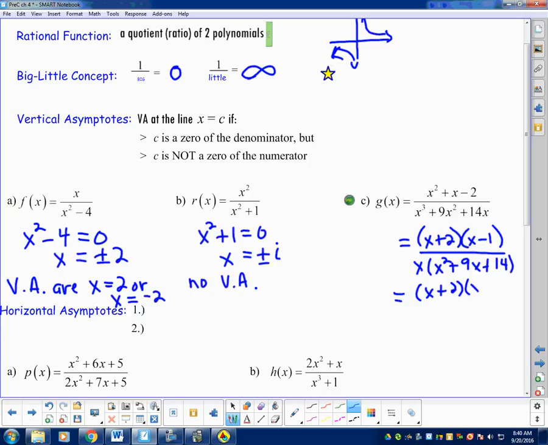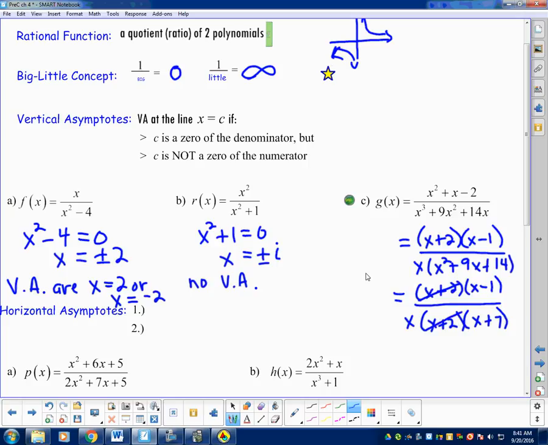And then can I factor the bottom further? Factors of 14 that add to 9. Yes, 7 and 2. So this is an example of one that has some zeros in the denominator, but one of them is also a 0 in the numerator. So if you look at this right here, the x plus 2 factor can cancel out top and bottom.